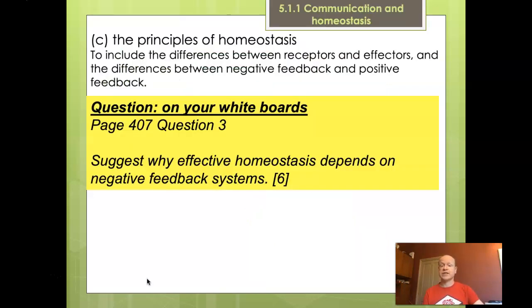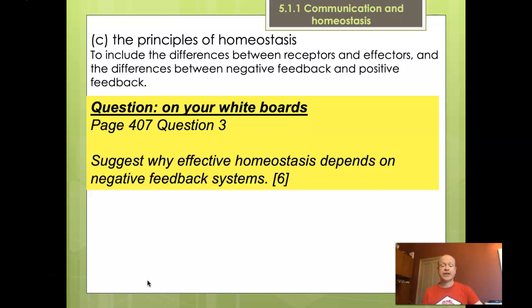Okay, your chance now to have a go at answering a question. It says on your whiteboards, this should be on a piece of paper. Suggest why effective homeostasis depends on negative feedback systems. So why does homeostasis depend on negative feedback? Pause your video now and write an answer. This is a 6-mark question, so you should be spending about 6 minutes to answer your question. Make sure you paused.